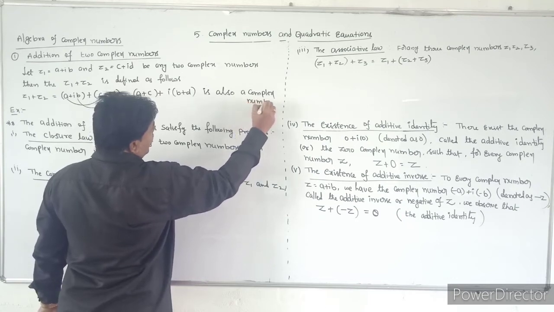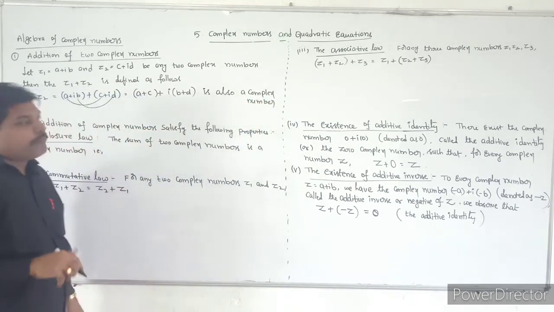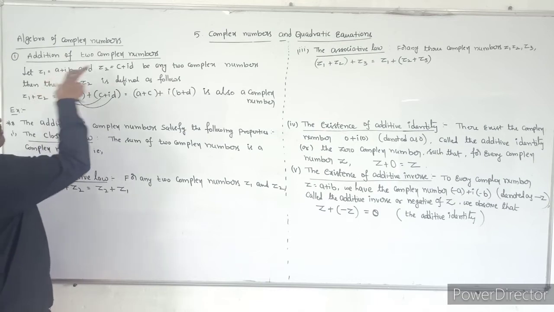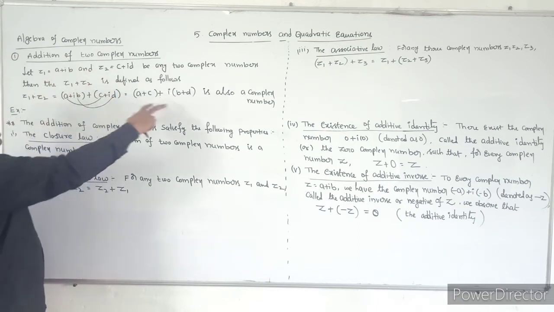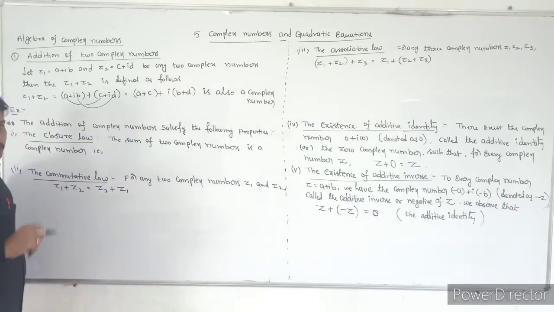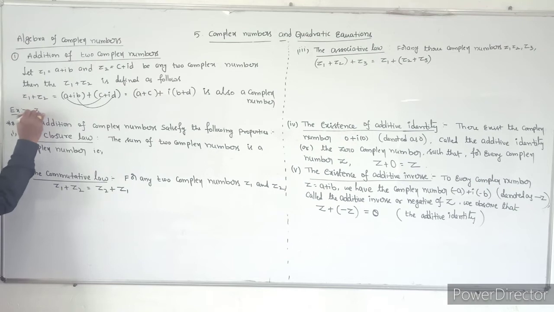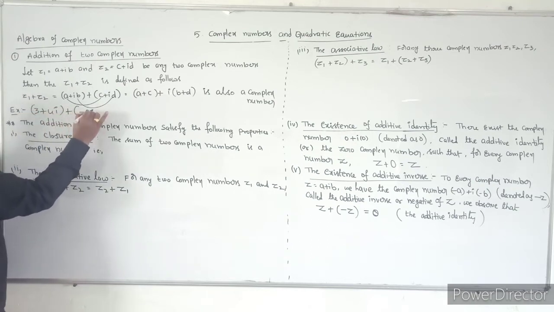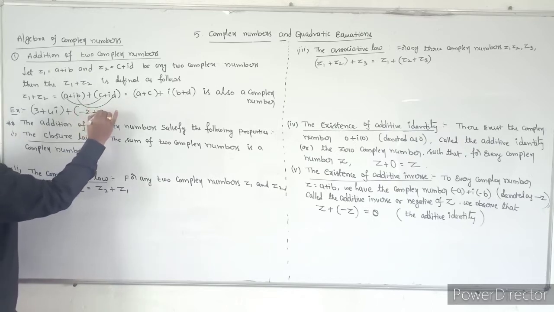The sum is also a complex number. Have you observed that one? I have taken the two complex numbers Z1 and Z2 and just added them, and you get one more complex number. That is also a complex number. So here, for example, I will take 3 plus 4i plus minus 2 plus 3i.